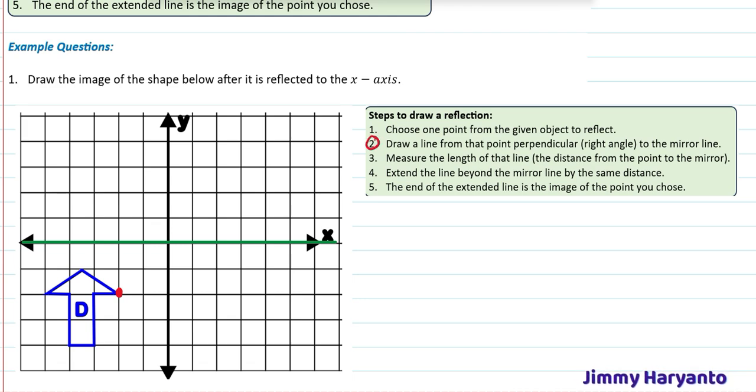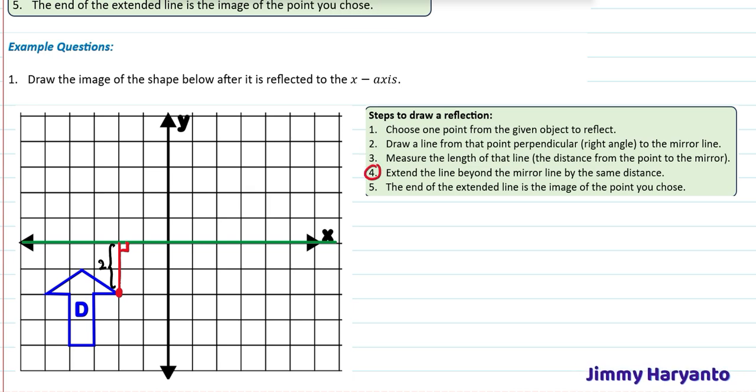And then the second step is to draw a line from the point that you already chose, perpendicular to the mirror line. It has to be perpendicular. Perpendicular means right angle. It will form a right angle with the mirror line. So you create a line like this, and as you can see, it is perpendicular. And then the length of this line is 2 units. The third step is to measure the length of that line, which is 2 units.